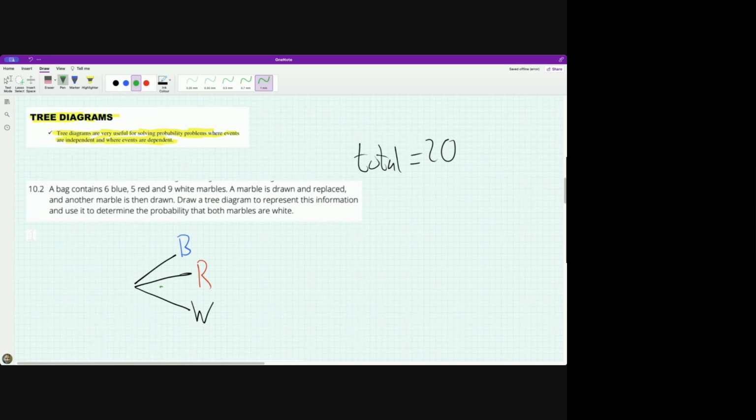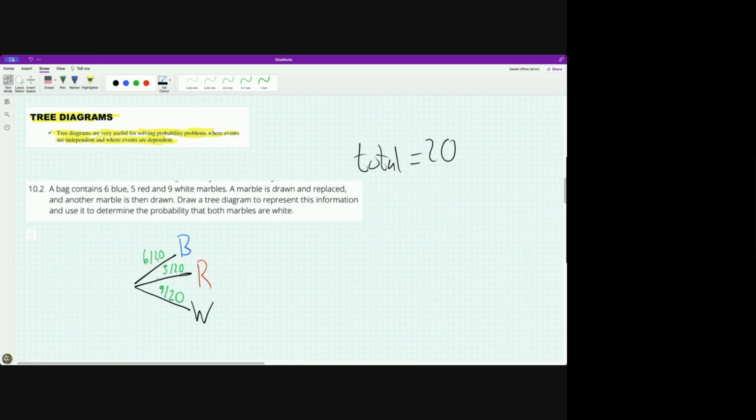So I'm going to write the probability of getting the white marble on the tree. What's the probability of getting a red marble? Well, it's 5 out of 20. And what's the probability of getting a blue marble? It's going to be 6 out of 20. So what we do with our tree diagram is we write the probabilities of each of the outcomes on the tree. Give me a thumbs up if you understood the way I put my outcomes at the end of the branch and the probabilities on the branch. Give me a thumbs down if I lost you.